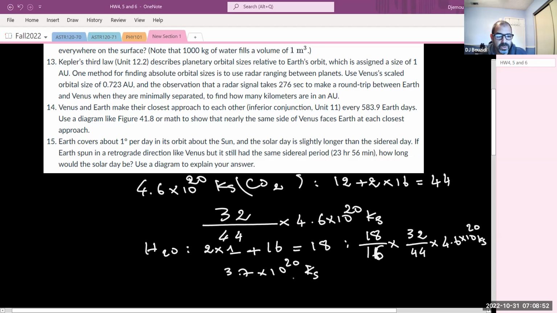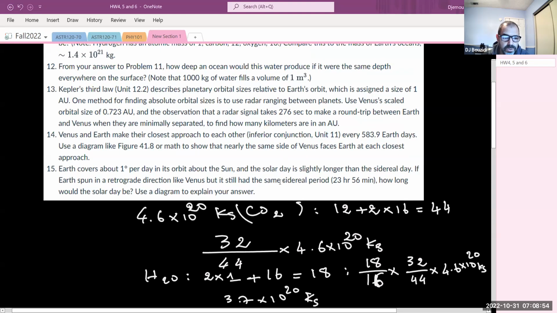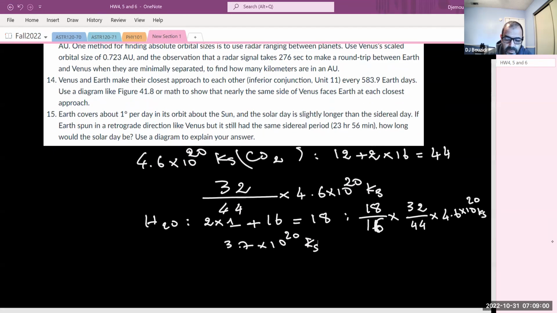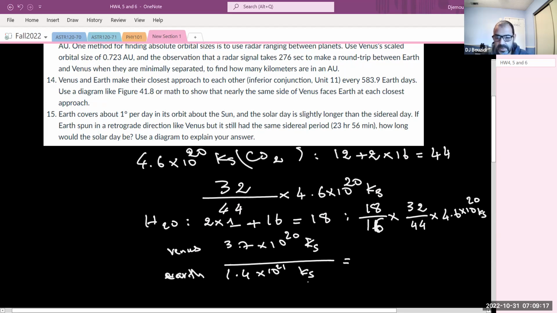And it says in the question to compare this number to that of the water on Earth's oceans, and the Earth's ocean is 1.4 times 10 to the power 21. This is how much water is on Earth. This is Venus, how much you can make on Venus. So if you take all of the carbon dioxide and convert it into water, this is basically what you're going to end up with.